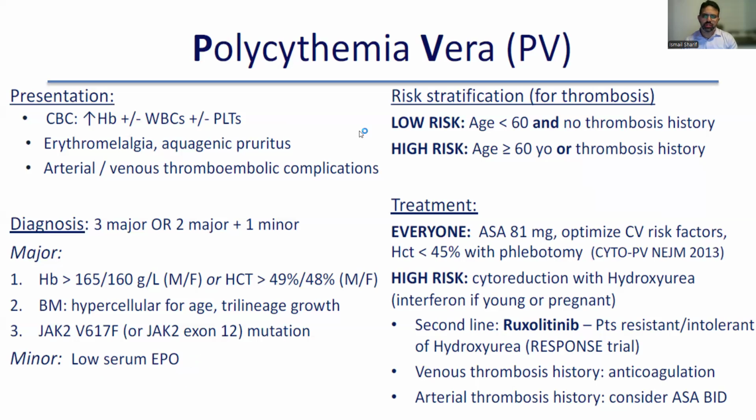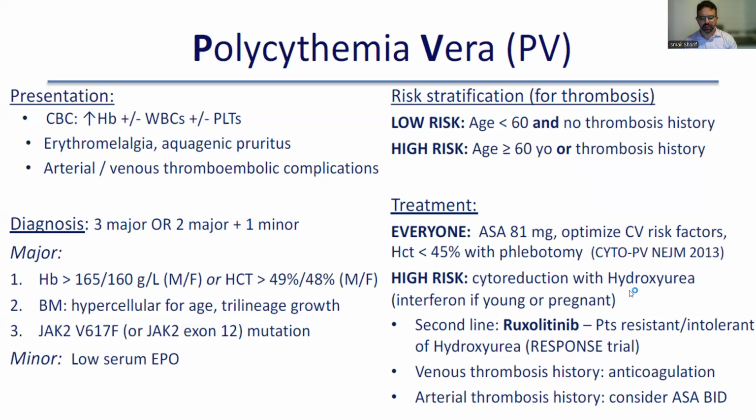So those patients, when we see them, we divide them into either low risk or high risk. The low risk group are less than 60 and never had a thrombosis. The high risk are either having thrombosis in the past or older than 60. So simply put, low risk: aspirin plus phlebotomy. High risk: if they have thrombosis, then blood thinners, anticoagulation. If not, aspirin, phlebotomy, and cytoreductive therapy.